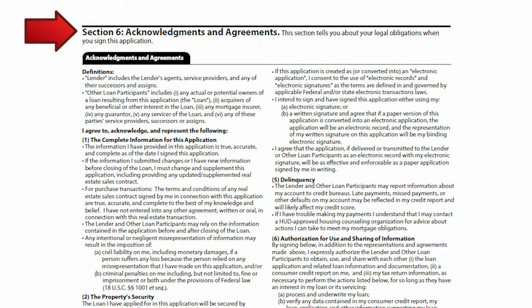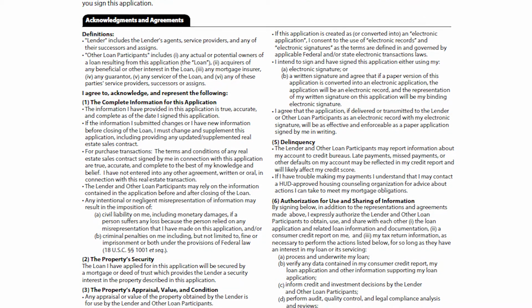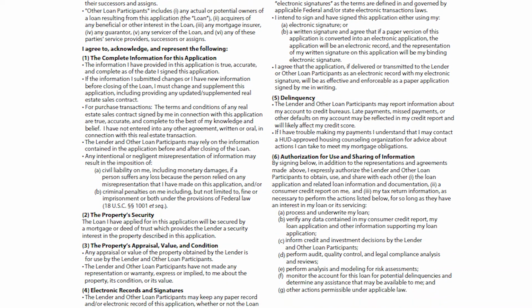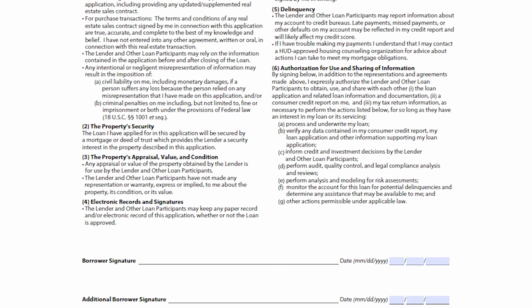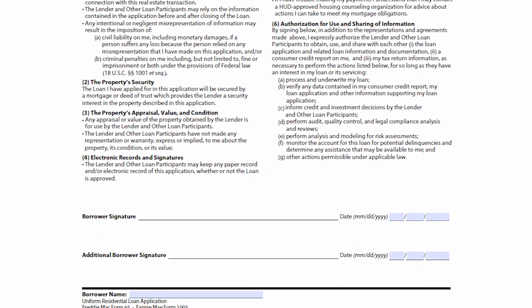Section 6, Acknowledgements and Agreements. This section tells borrowers about their legal obligations when they sign the application. Please ask the borrowers to read through this section. As a mortgage loan originator, it is your responsibility to know everything that is in this section just in case a borrower has a question.